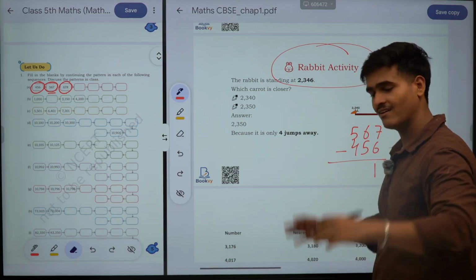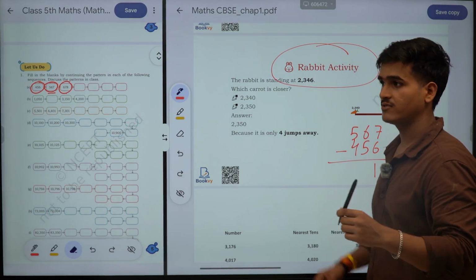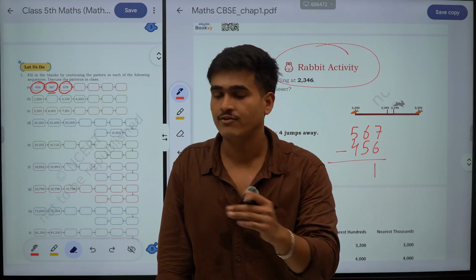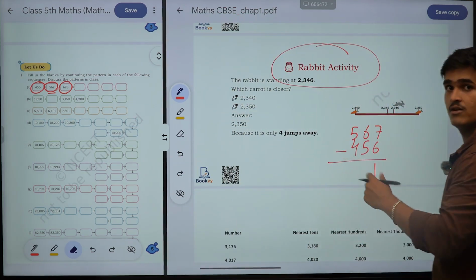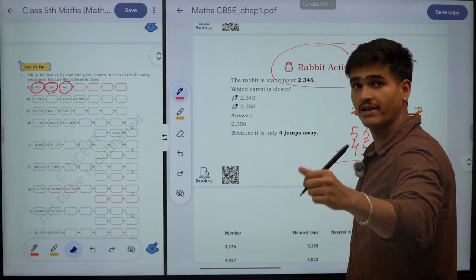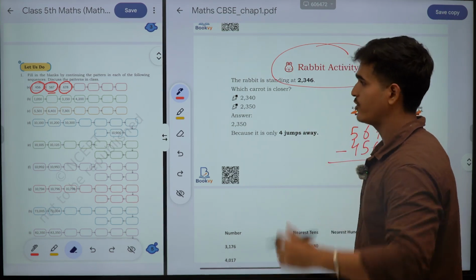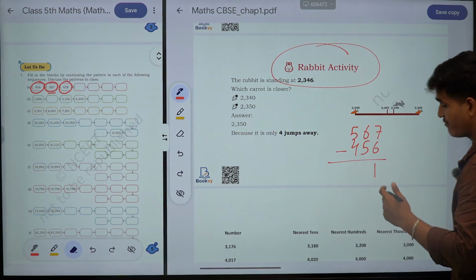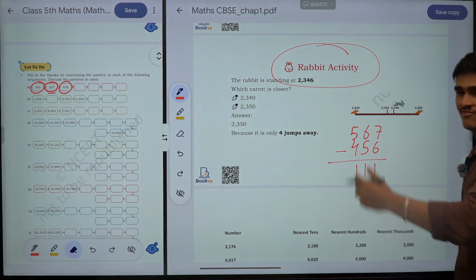So don't sit like this. Open the book, take out the pen and do it with me. If you will not open the book and do maths yourself, you would never understand maths. So you have to do it with me. You have to open the book, take out the pen and solve it with me. It will be better for you also. So we'll find out the difference. 7 minus 6 is 1, 6 minus 5 is 1, 5 minus 4 is 1. Sir, again 1, 1, 1.